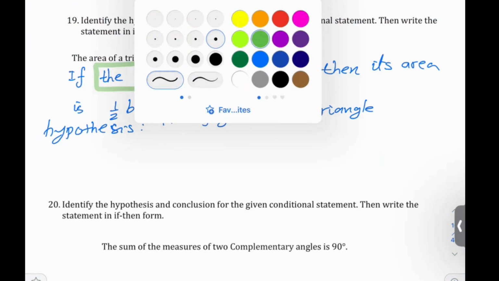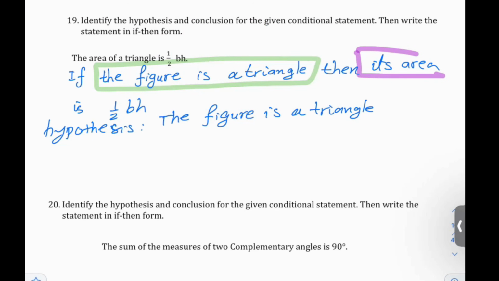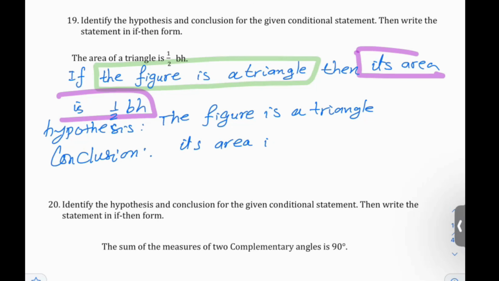Now, what is the conclusion? What comes after then? So the conclusion, that comes after then, يعني its area is half BH. Clear?